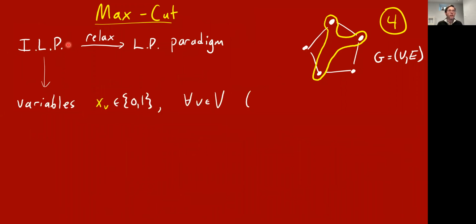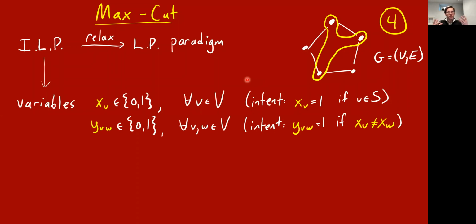Okay, so in an integer linear program, we usually introduce variables. We're going to introduce variables xv, one for each vertex, with the intent that they're supposed to be 0 or 1, and the intent is that xv should be 1 if vertex v is going to be in the set S, and 0 otherwise. Okay, so xv in the integer linear program is supposed to be the indicator for a set S.